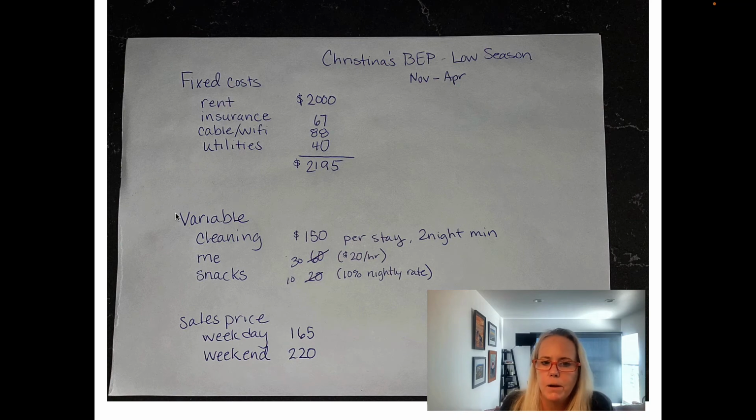My variable costs are my cleaning, myself. I'm always going to pay myself in there. And then I also provide about 10% of the nightly fee. I have like a snack allowance and I buy people snacks.